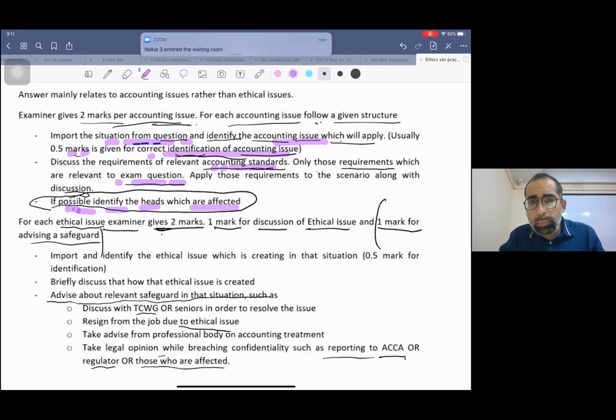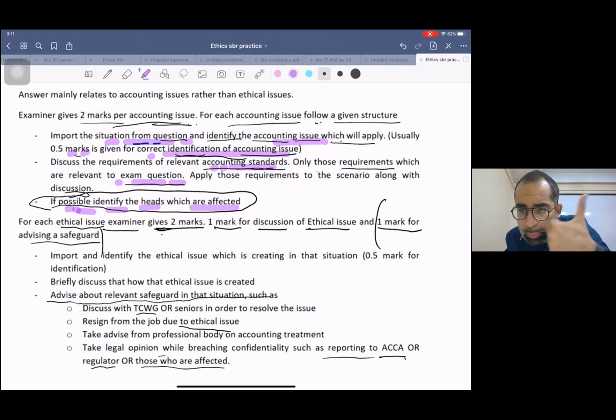So if you don't book it, just think what will be the effect. You will ultimately be affecting your P&L. First, you will be affecting your P&L and profits, and the second head is the non-current asset. So what is it written? If possible, identify the heads affected.